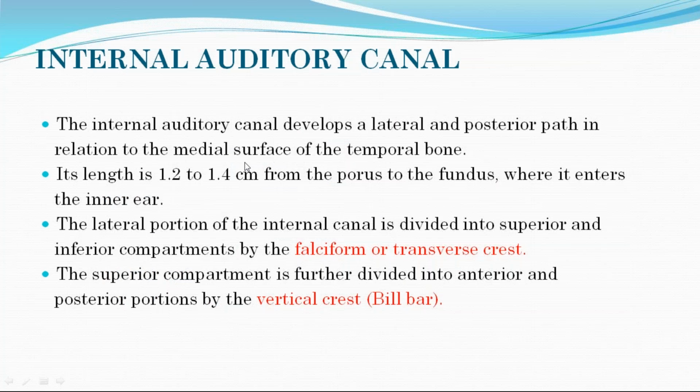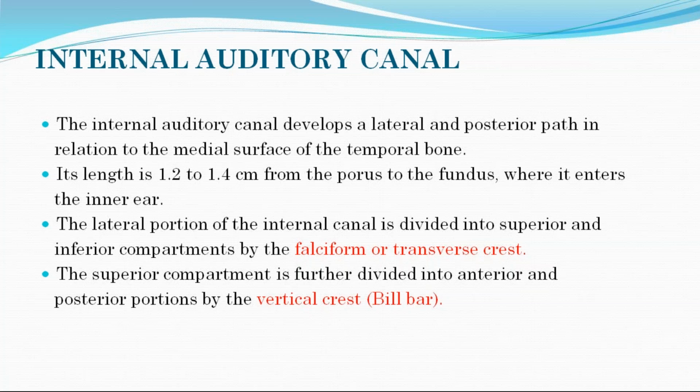A little bit about the internal auditory canal. It develops a lateral and posterior path in relation to the medial surface of the temporal bone. The internal auditory canal is a gap, and it lies perpendicular to the petrous part of the temporal bone, and roughly the length is 1.2 to 1.4 centimeter from porus to fundus. The porus is the medial opening and the fundus is the lateral opening, where it enters the inner ear.